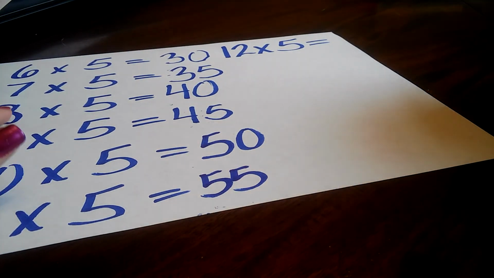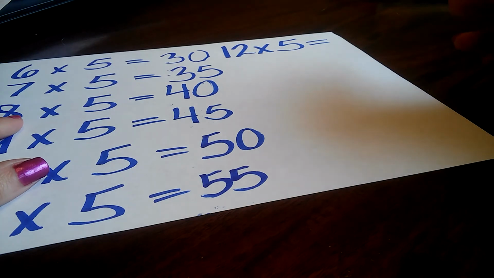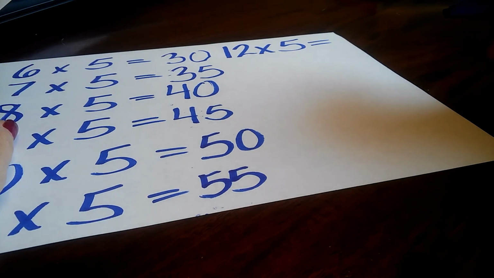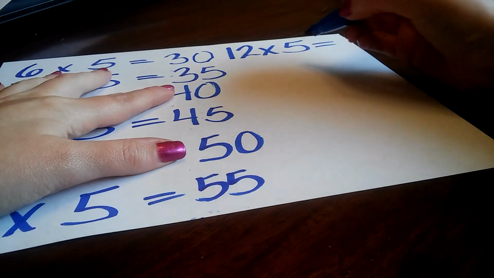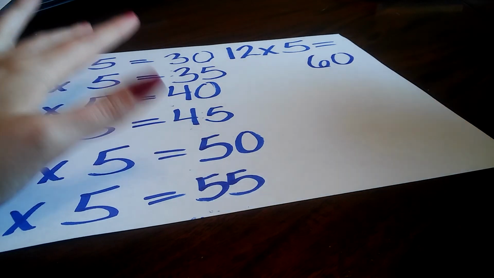I kind of squished it in there. So 12 times 5, you're going to count by 5s 12 times. 5, 10, 15, 20, 25, 30, 35, 40, 45, 50, 55, 60. 12 times 5 is 60.